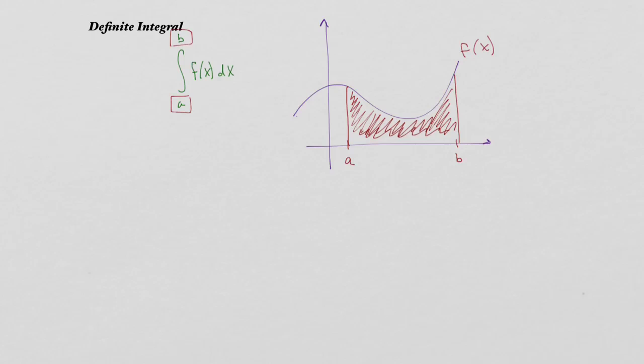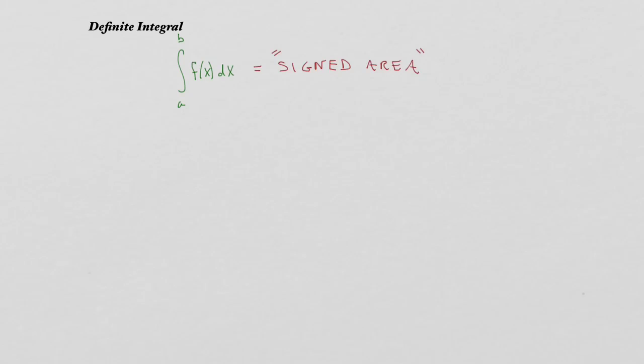So this red shaded region, whatever that ends up being, this is the answer to this definite integral. That is what this thing is representing. It is the precise area underneath the curve from a to b. And one of the things that I want to get to in this video is this idea that the definite integral is representing the signed area. And what we mean by the signed area is that the area above the x-axis is positive, and the area below the x-axis is considered negative.